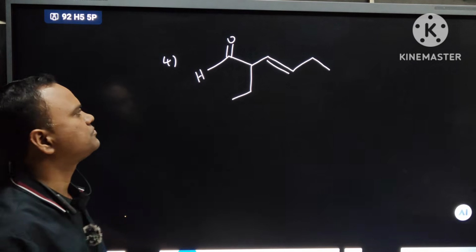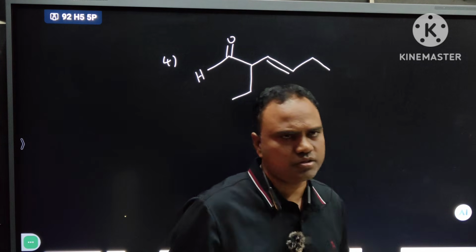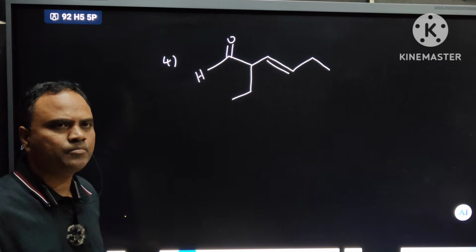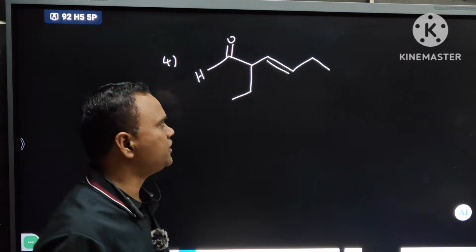Can you try this? First of all, tell me, is the functional group aldehyde or not? Any doubt in this? Because at the terminal it is C double bond OH. Right. Now try the name for this.